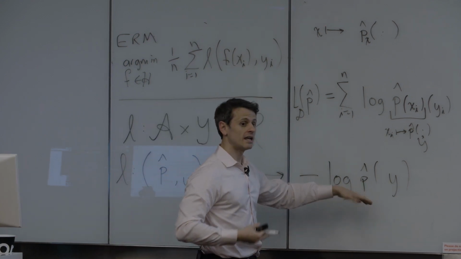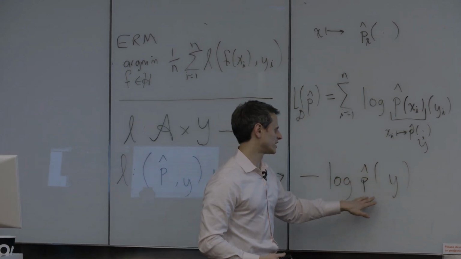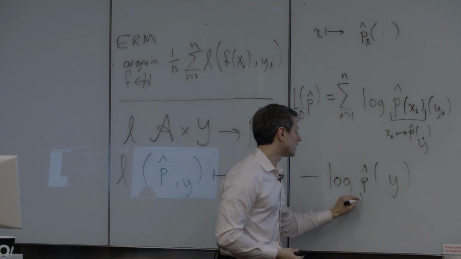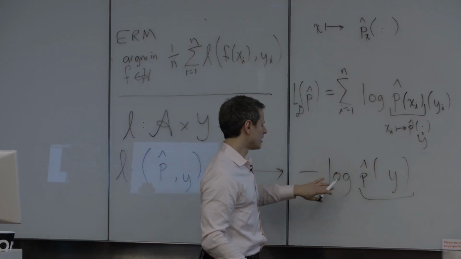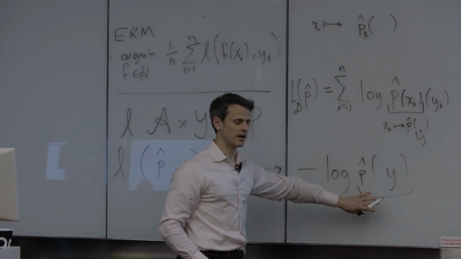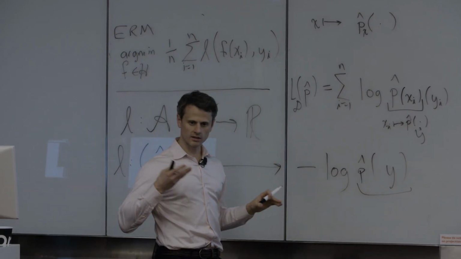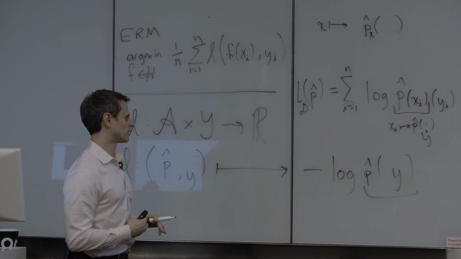It's evaluating p hat at the observation that actually occurred. That's p hat y. So this is the likelihood of the outcome assigned by our predicted probability distribution. And then we take the log. That's the log likelihood of the outcome. And then we negate it to get it in the right direction, because we want to.